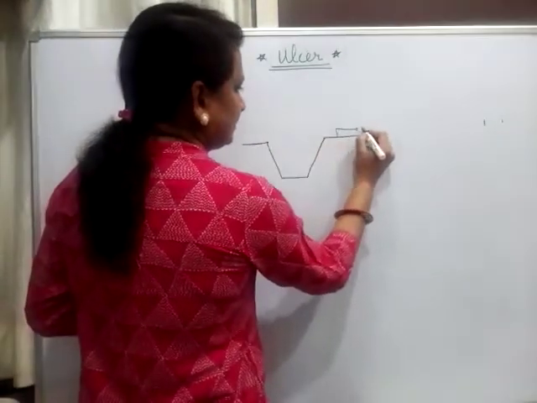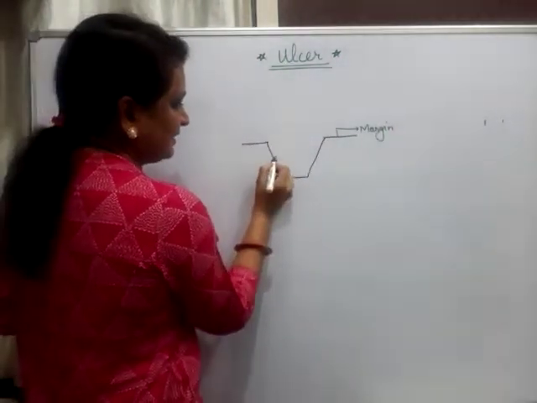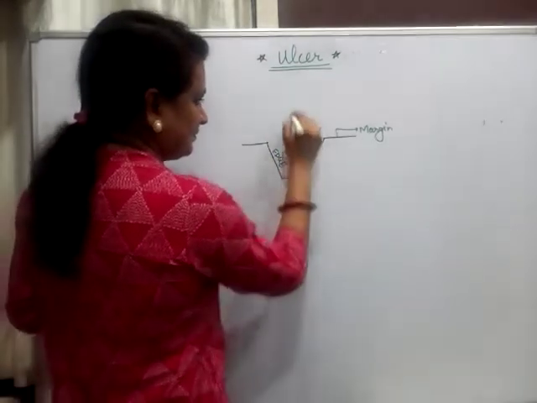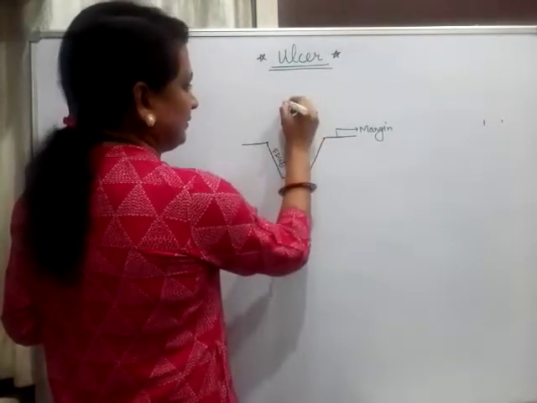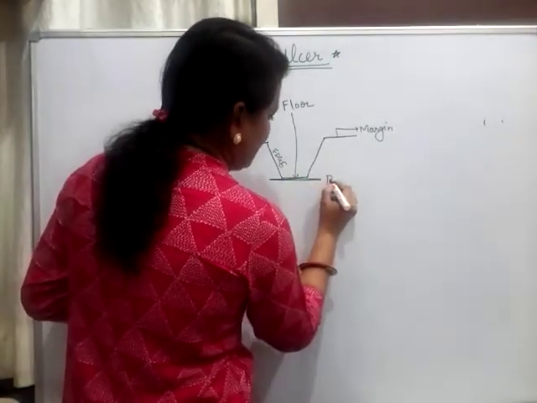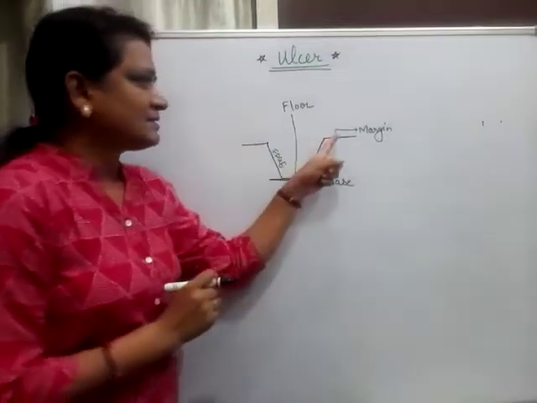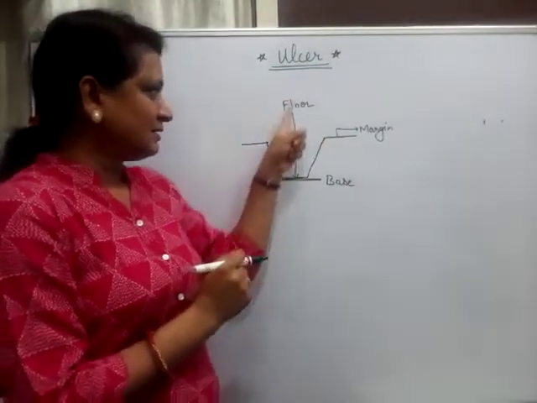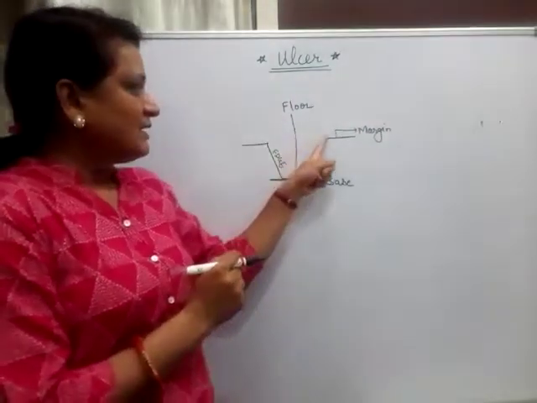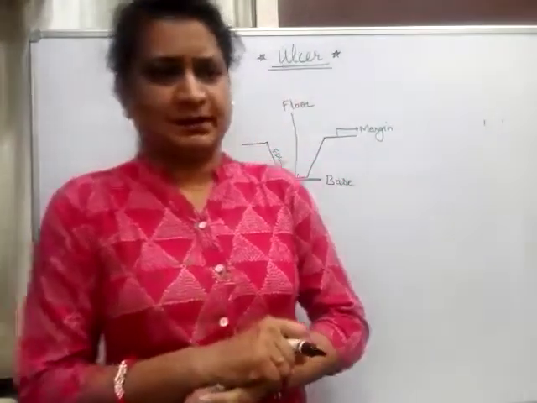This is the margin, this is the edge, this is the floor, and this is the base of an ulcer. So these are the parts of ulcer. This margin of ulcer can be either regular or irregular.